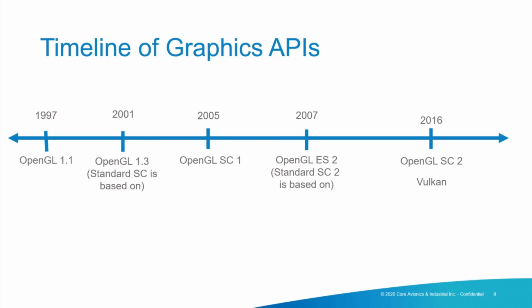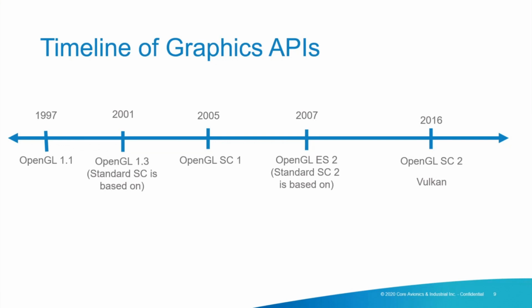So if we look at a timeline of graphics APIs and when they were released, we can see that the original OpenGL 1.1 spec was released in 1997. And so that API was based on assumptions about how GPUs worked back in 1997. And the consequences of that are that any API that is based on OpenGL 1.1 will have those same assumptions baked into it. So if we look, OpenGL 1.3 was released in 2001. This is the standard that OpenGL SC is based on. But OpenGL SC was not released until 2005.